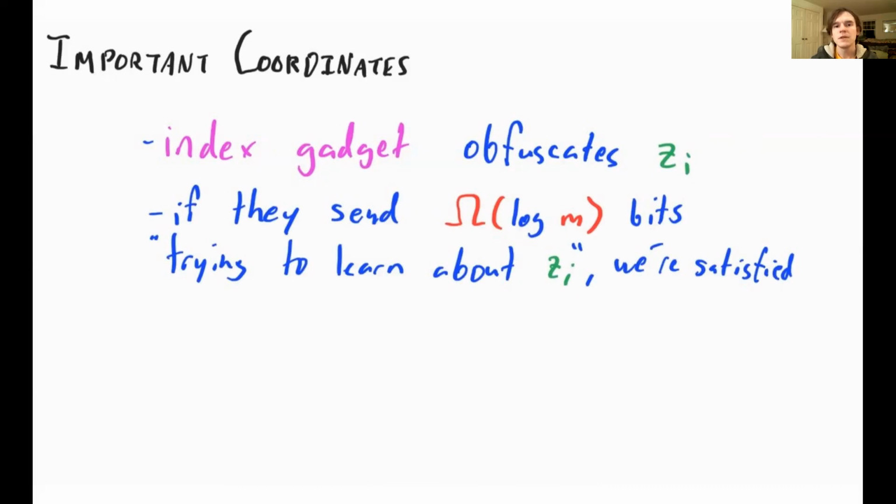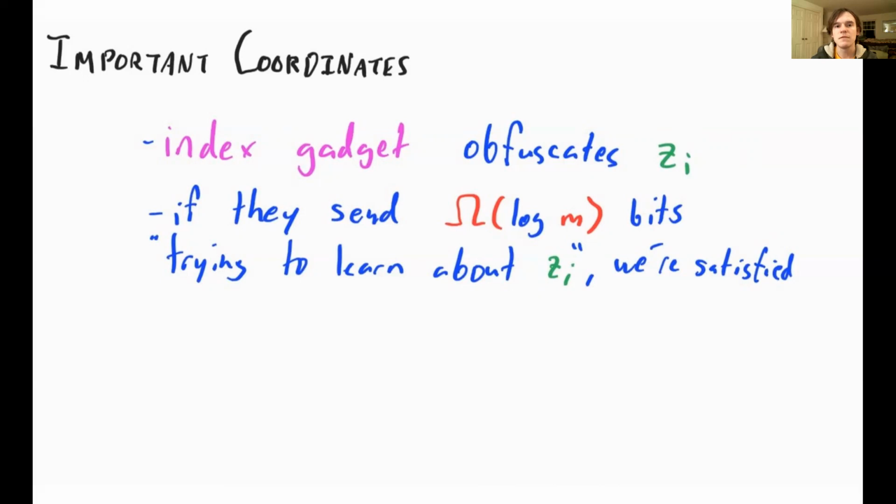In particular, if they spent something like order log m bits of communication trying to learn about a particular zi, then first of all, this seems like a coordinate that we should know about, and so it's worth querying in the decision tree. And second of all, they've spent order log m bits talking about it. And our goal is to shave a log m factor off of the height of the communication protocol. So we're happy to query the variable zi, and we're keeping pace with what the communication protocol has done thus far.